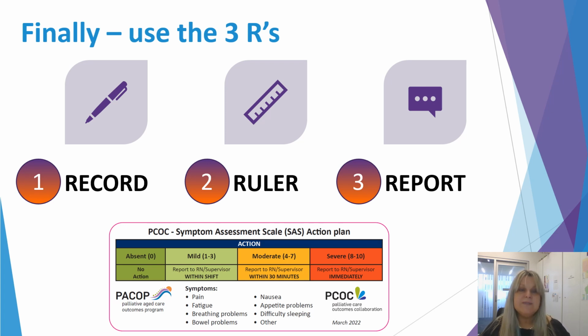If there is any moderate score in relation to this symptom, you should report to the nurse within 30 minutes. And of course, if there is any severe distress score in relation to this symptom, you should report this to the nurse straight away. And by doing this, the nurse is able to use this information to act on it straight away to help the resident.